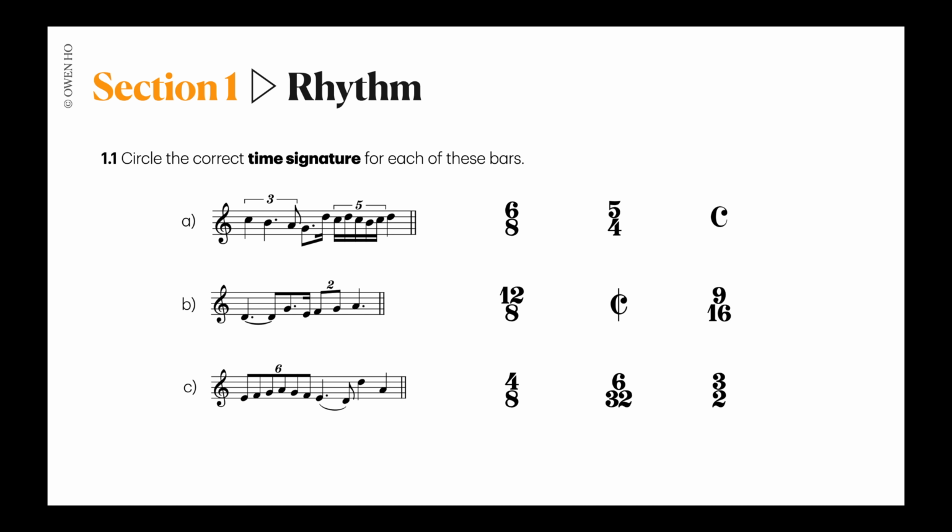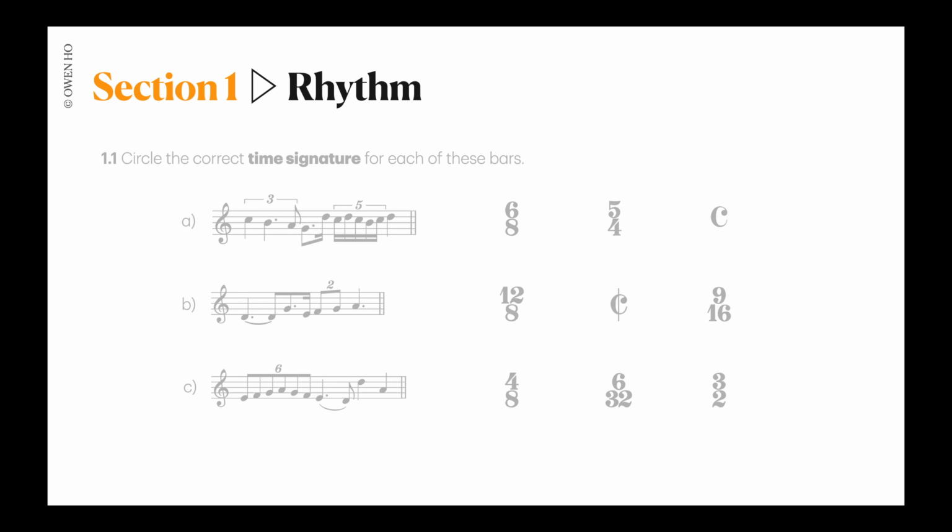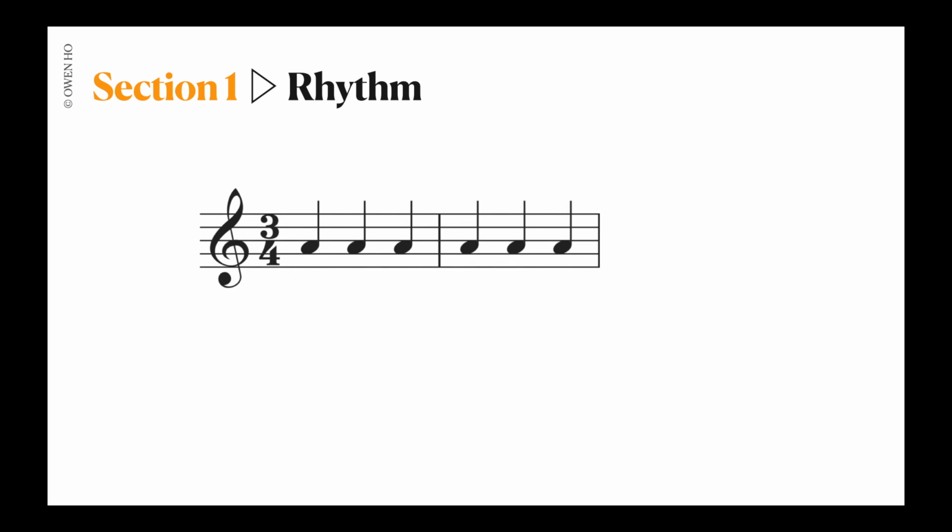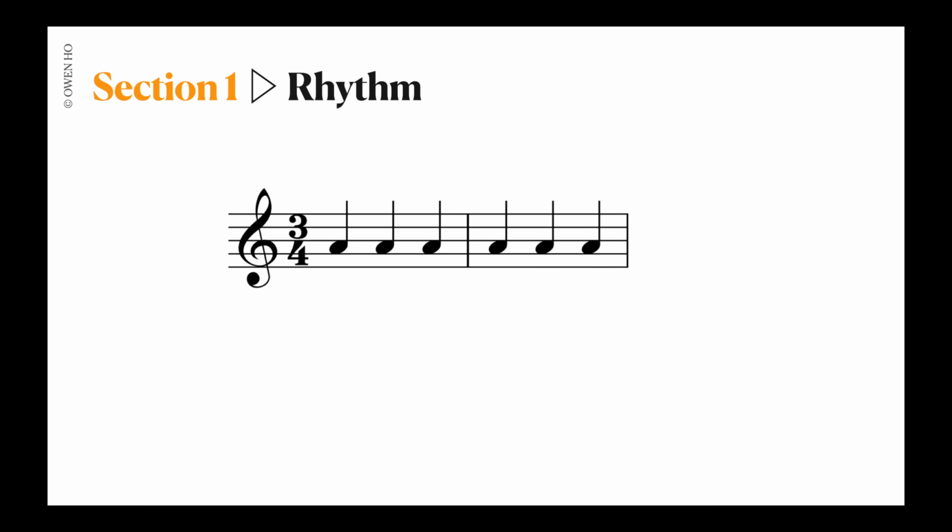In order to answer questions like this, you have to understand what time signatures are and how to read them. In this example, we have a time signature of 3/4. The top number means the number of beats per bar, which also tells us whether it's simple or compound time, a concept that we'll come back to in the next video. For now, just remember the top number means the number of beats per bar.